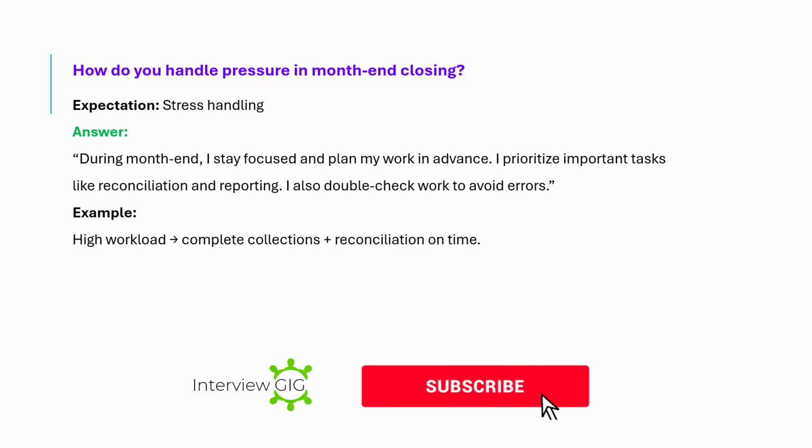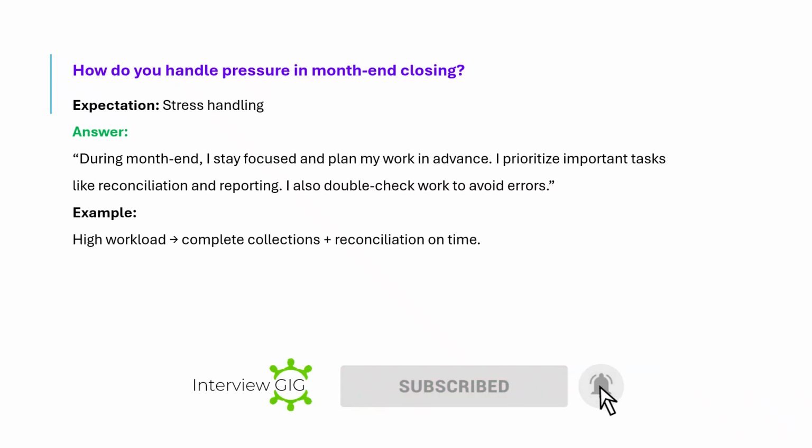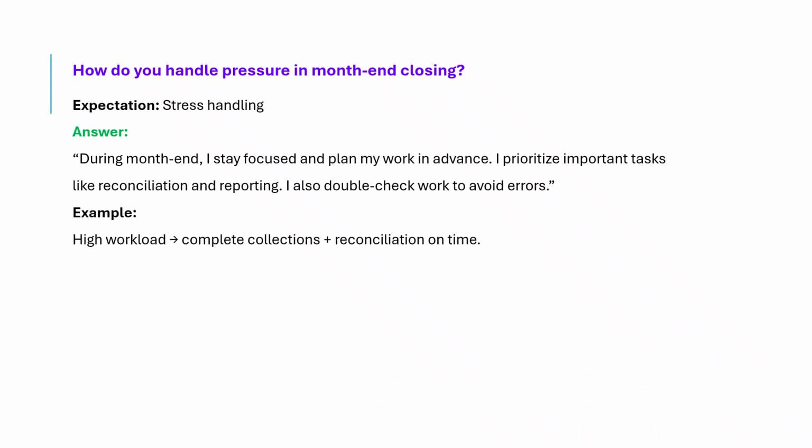How do you handle pressure in month-end closing? Expectation: stress handling. Answer: During month-end, I stay focused and plan my work in advance. I prioritize important tasks like reconciliation and reporting. I also double-check work to avoid errors. Example: high workload, complete collections plus reconciliation on time.